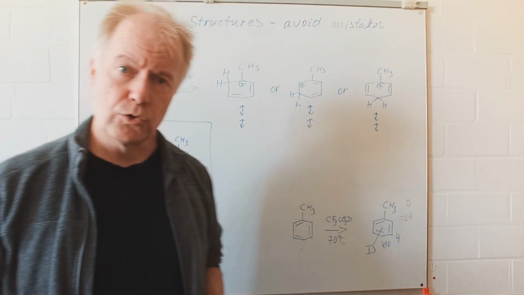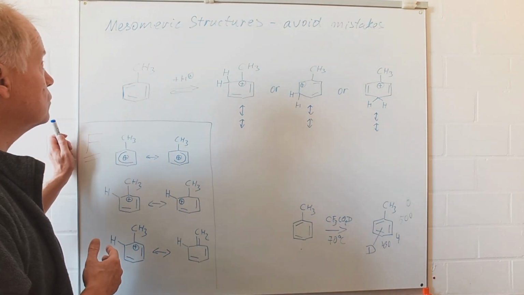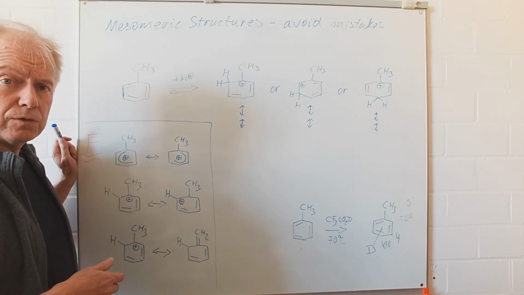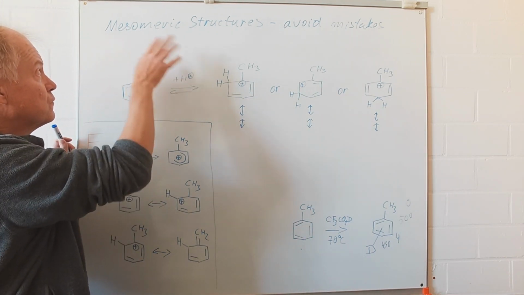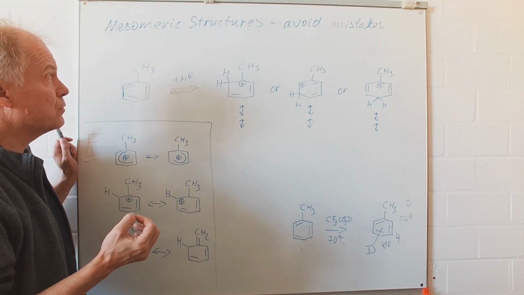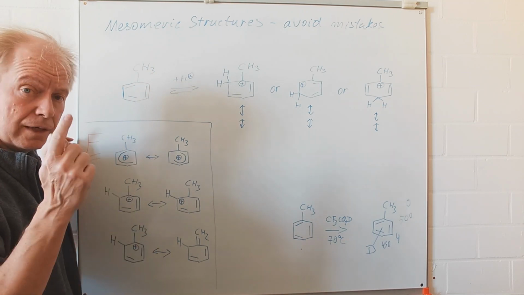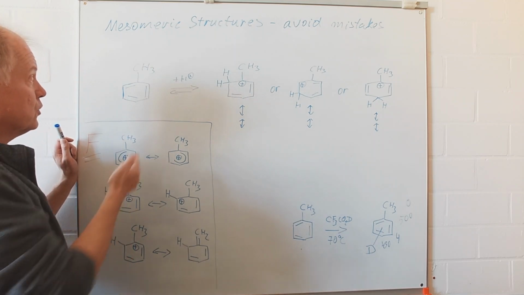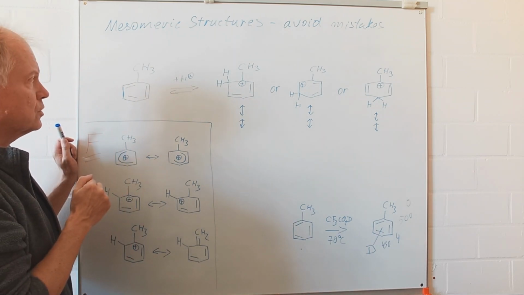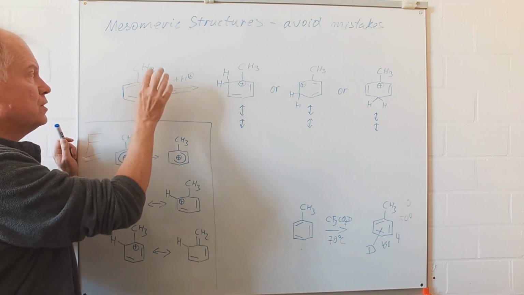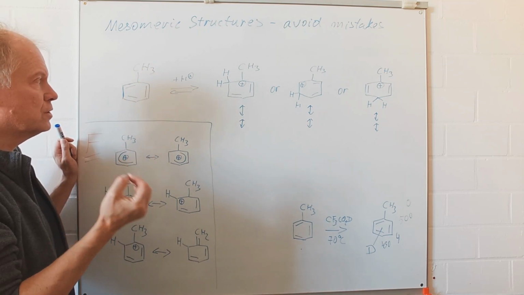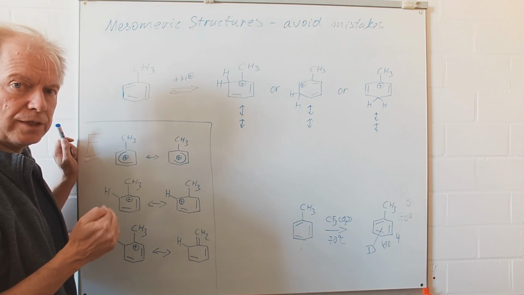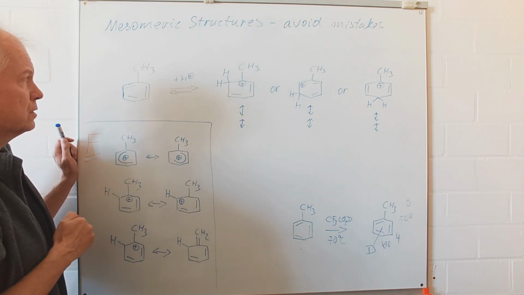In today's repetition course, we will have a look at how to solve a problem with the drawing of mesomeric structures and how to avoid mistakes. So here we have a molecular structure of toluene, and toluene is protonated. The question is, where is it protonated preferentially?